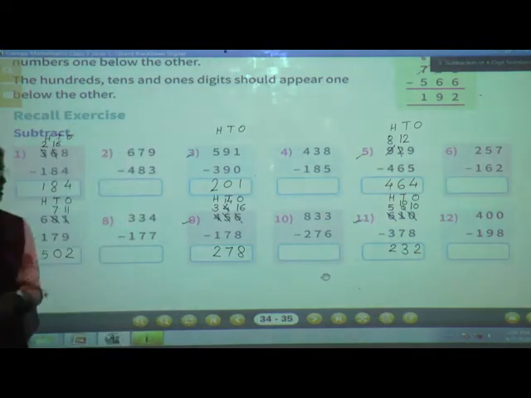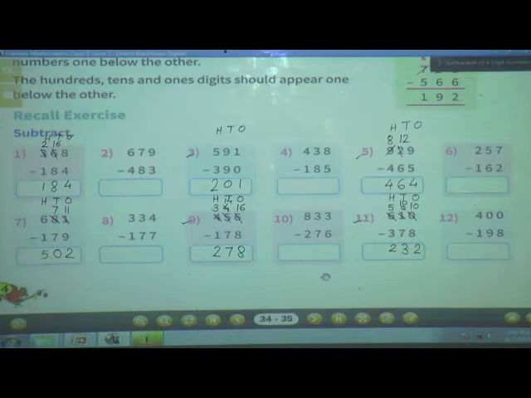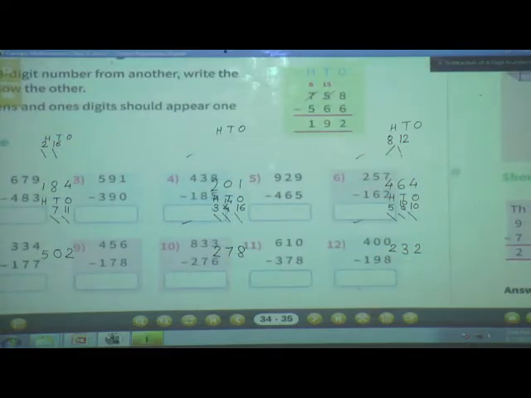So what will be the answer? 610 minus 378 is equal to 232. So in this way we have completed the recall exercise. See students, today we have solved only the odd numbers and the remaining even number sums you have to solve by your own. Now see the next page.